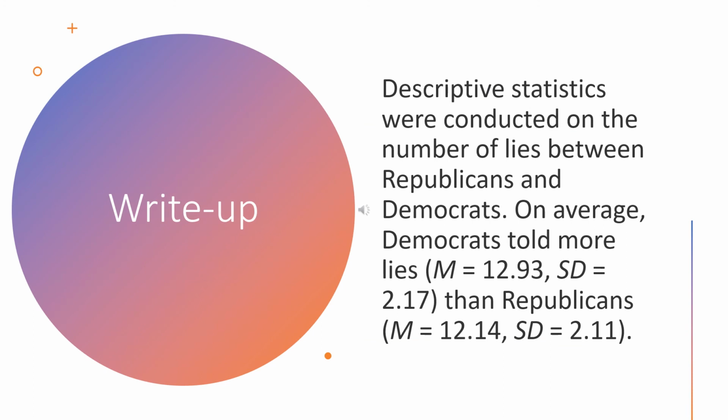All right, now that we have conducted our analyses, it's time to write up the results. What I would write, or what I've written for my results, I wrote descriptive statistics were conducted on the number of lies between Republicans and Democrats. On average, Democrats told more lies than Republicans. I provided the means of both groups and the standard deviations of both groups. Now, this doesn't tell us if there is a meaningful, or rather a significant, difference between the two groups, specifically the number of lies between each political party.